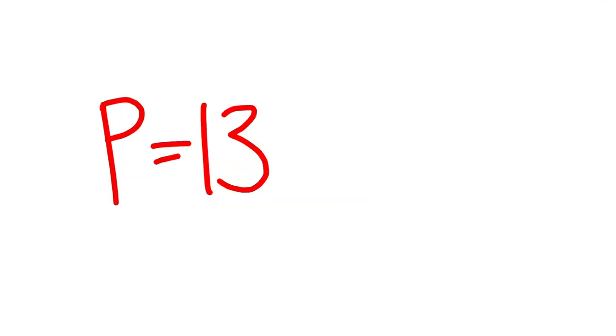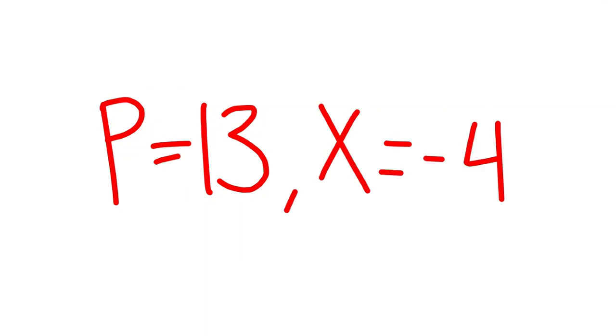For example, when p is 13, we can have x be negative 4. In this case, the divisibility rule would be adding 4 times the last digit of n to the remaining digits. You can do this with any prime number above 5, solve for a certain value of x, and then reach your divisibility rule.